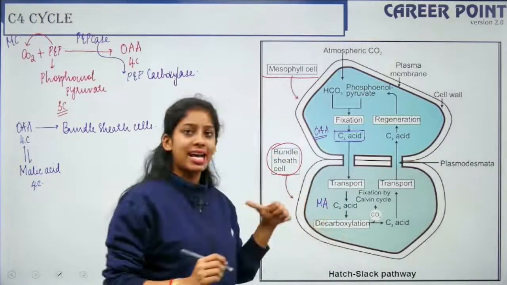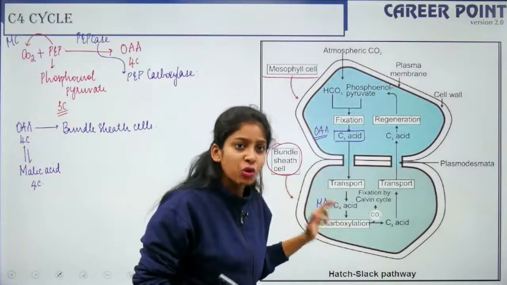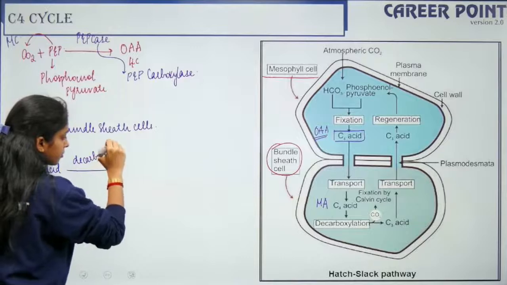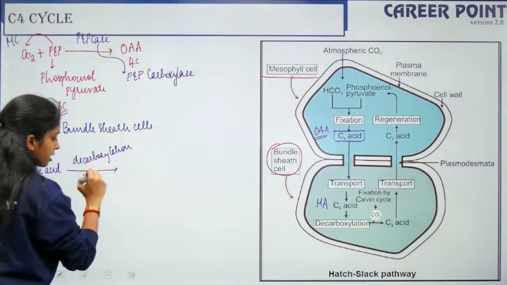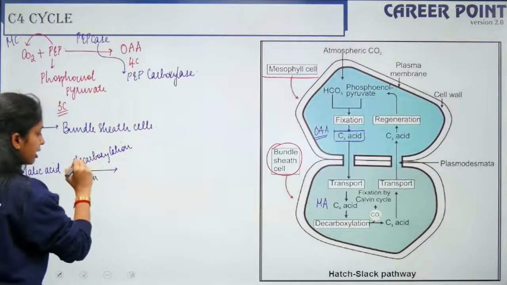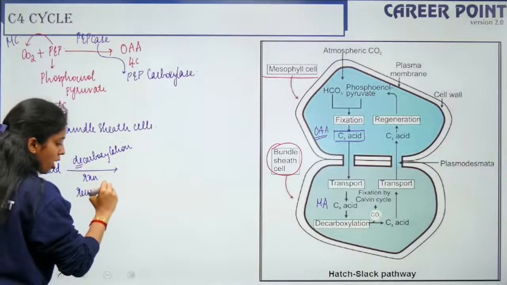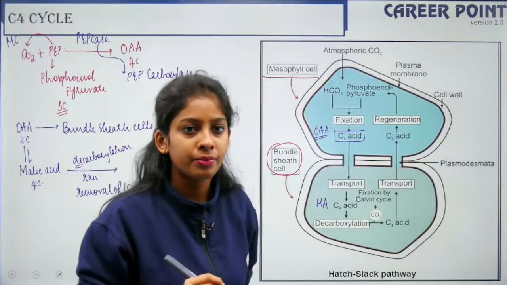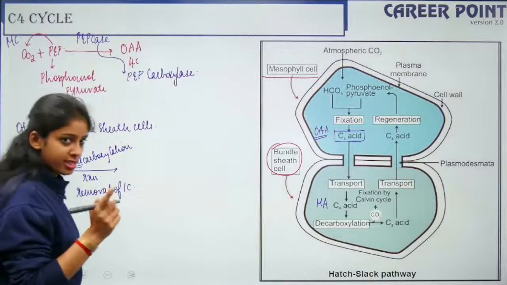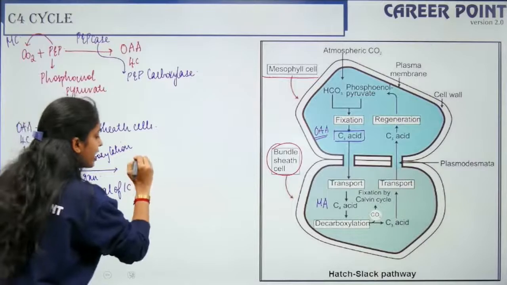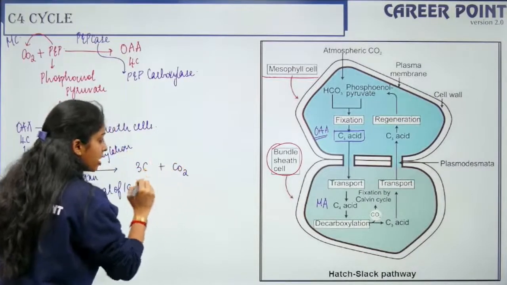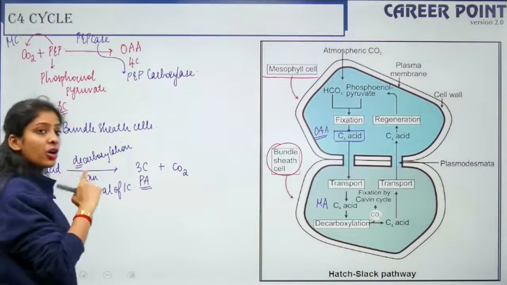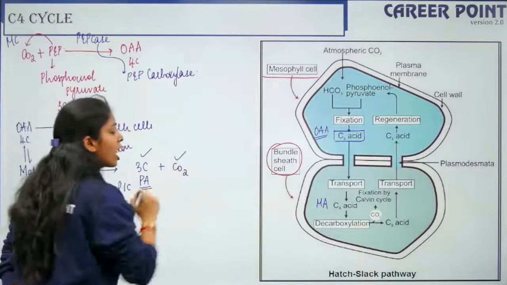So once this malic acid has come inside, what happens? It undergoes a decarboxylation reaction. Decarboxylation means removal of 1 carbon. So when it removes 1 carbon dioxide, it forms a 3-carbon compound plus a carbon dioxide. This 3-carbon compound is your pyruvic acid. So when the malic acid enters the bundle sheath cells, it undergoes decarboxylation. It forms pyruvic acid and your carbon dioxide.